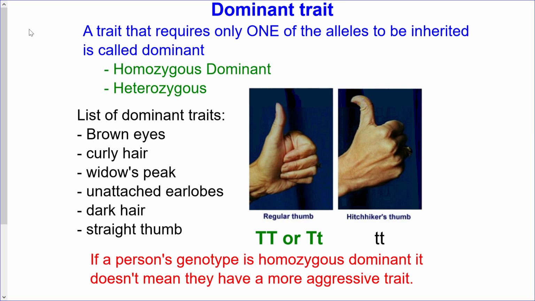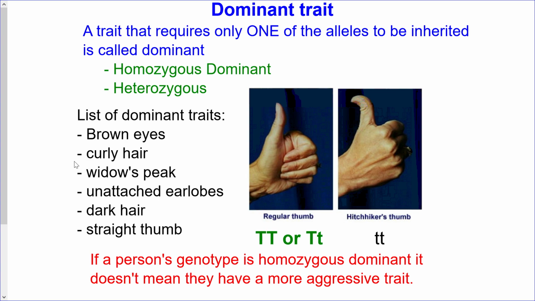So a dominant trait is a trait that only requires one of the alleles to be inherited that will do the work of making a functional protein. So you only need one allele to make a dominant trait. You can have two, you can have that homozygous dominant, but you only need one dominant allele, and then you will have that trait. So a list of dominant traits would be brown eyes, curly hair, a widow's peak, unattached earlobes, dark hair, straight thumb.